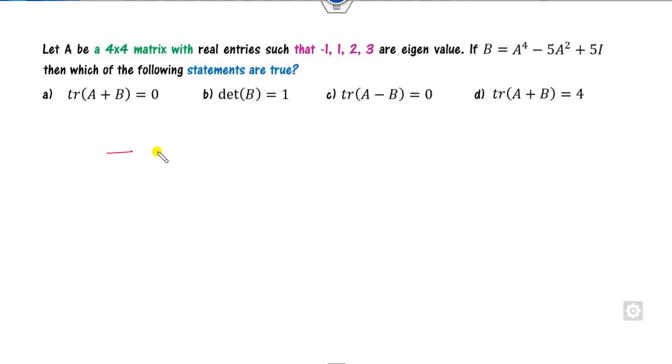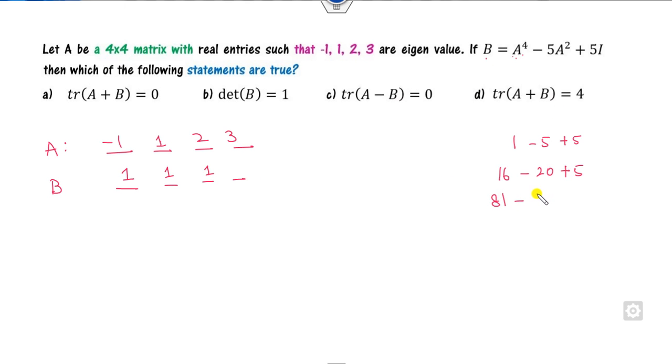Okay, so these are 4x4 matrices. The eigenvalues of A are given here. B is this, then you have to find this. These are the eigenvalues of A. You can find the eigenvalues of B. When it is minus 1, it will be 1, minus 5, plus 5, so it's plus 1. When it is plus 1, again it's plus 1. When it is 2, so 16, 20, plus 5, 1. When it is 3, 81, 45, plus 5. So this is 40, so it is 41.